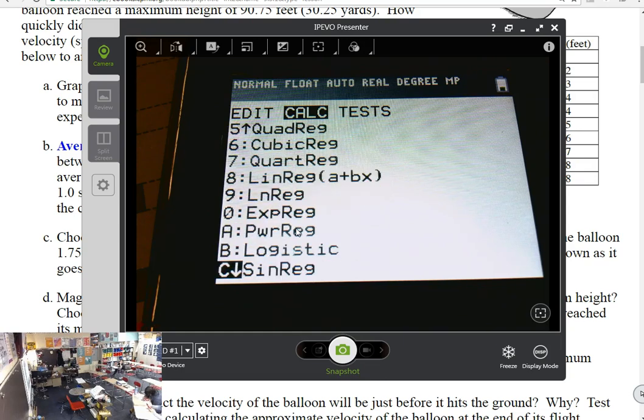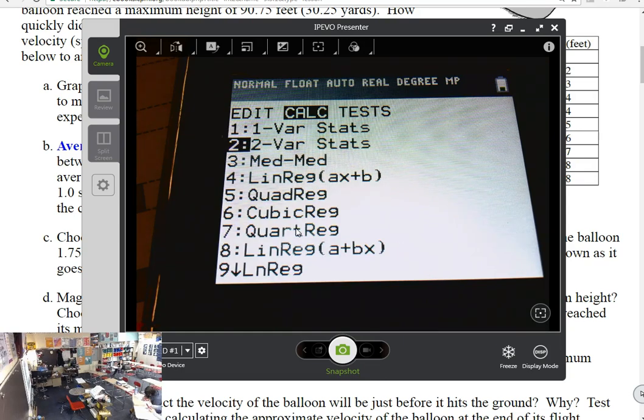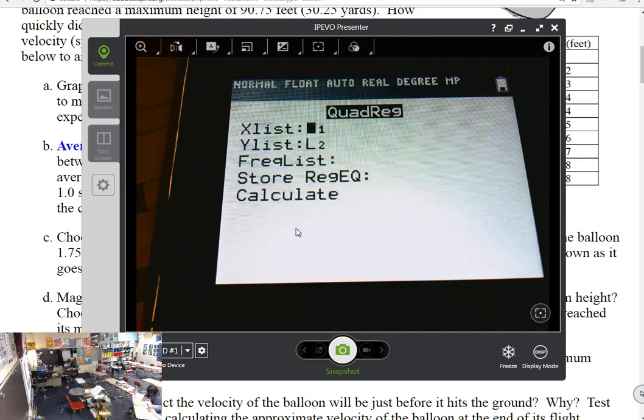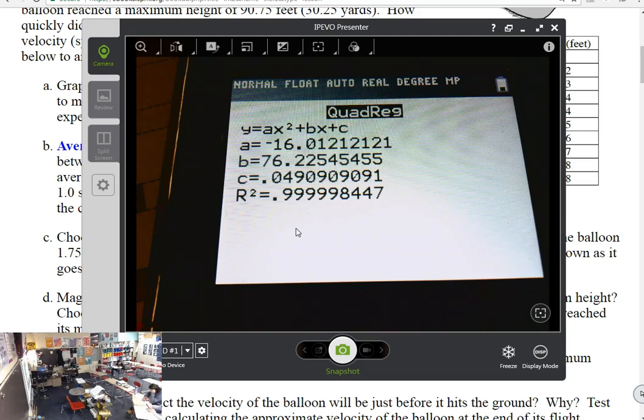Now, what do you think is important in this list? What sort of graph have we made? Quadratic, right? Go to quadratic regression, select list 1, list 2. You should really be able to enter all your way down through and then hit calculate. And it is going to spit out the equation of your parabola.